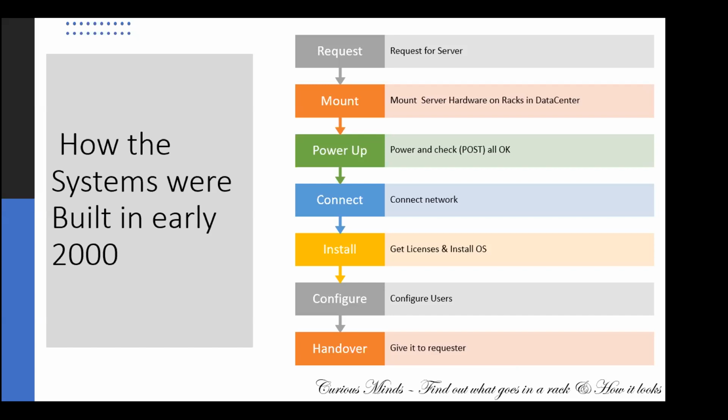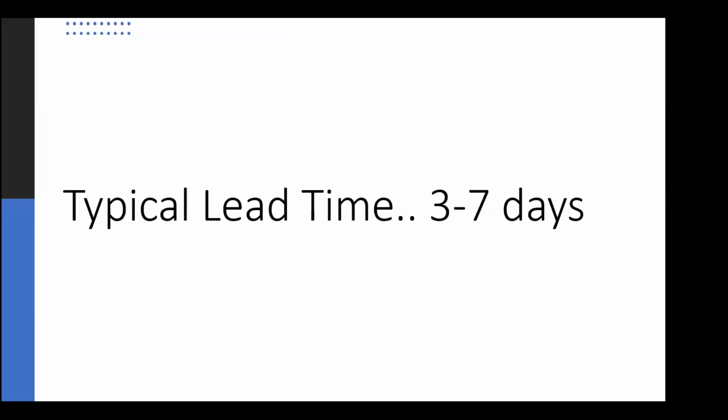Typically, if I have to follow the entire process, it used to take 3 to 7 days. It means that after I have ordered, after the server has arrived in the data center, it will take 7 days to have it in my hand. This was the typical scenario in the early 2000s, where the server was physical.